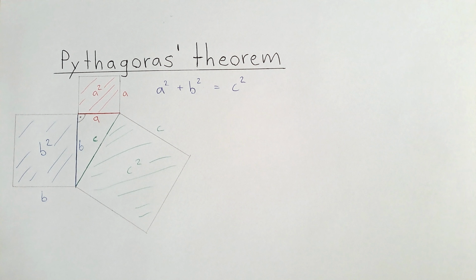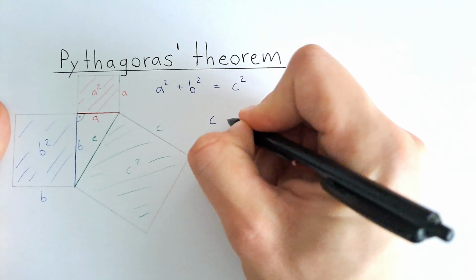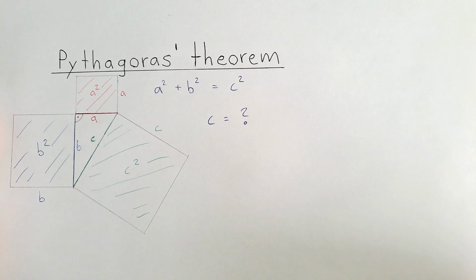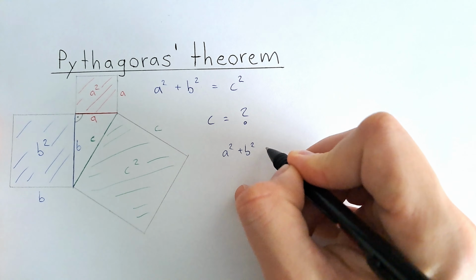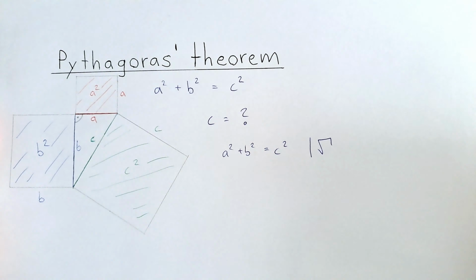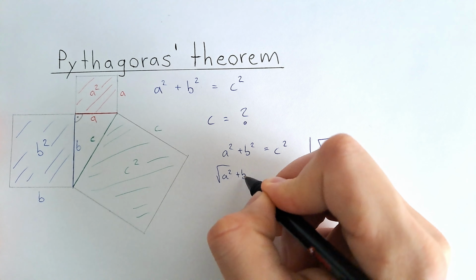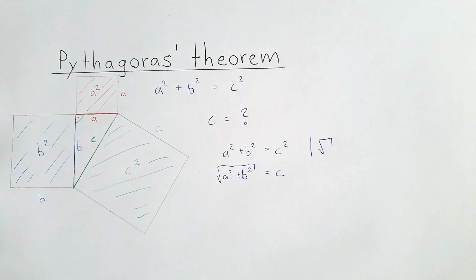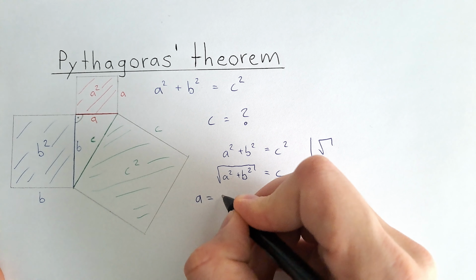Now let's explore how we can apply Pythagoras theorem to solve problems. With the theorem, we can calculate the length of the third side of a right-angled triangle when the other two are given. If the length of the hypotenuse is unknown, we can take a square root and get for the side c the square root of a squared plus b squared. That's the formula you mostly need for this kind of calculations.